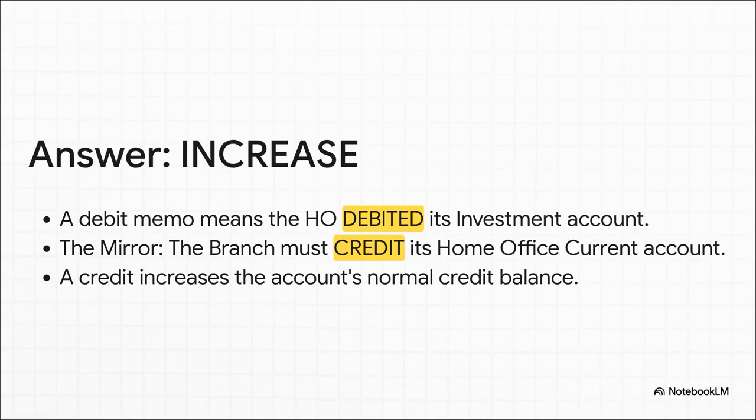Here's the key takeaway. A debit memo literally just means the sender debited something on their side. So the home office debited its investment account, increasing it. The mirror rule says the branch must do the opposite, credit its home office current account, which, because it's an equity account, also increases its balance.